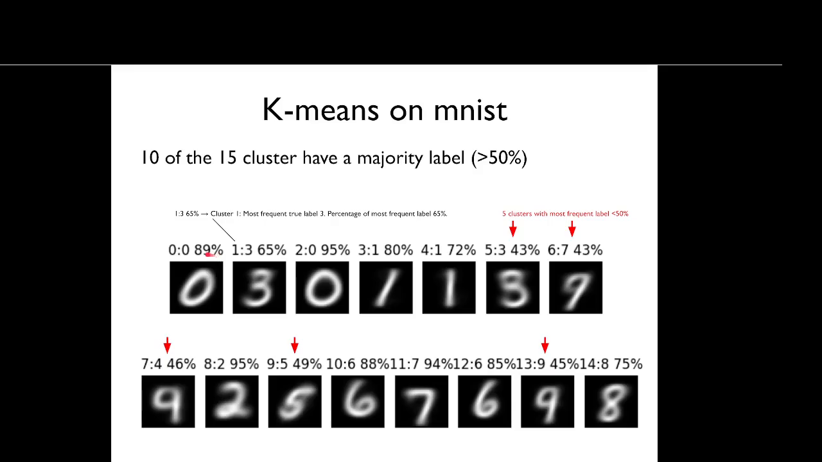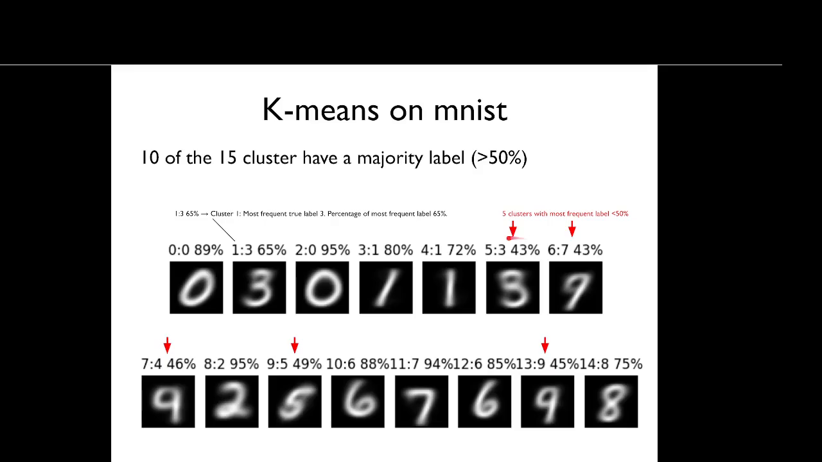So for example, that 0, where the average is so clear, 89% of cluster members are 0. Here, even more, 95% of these cluster members are 0. This one also very good, 80%, 72% for this one over here. But you also see some lower digits, so indicated by the red arrows.